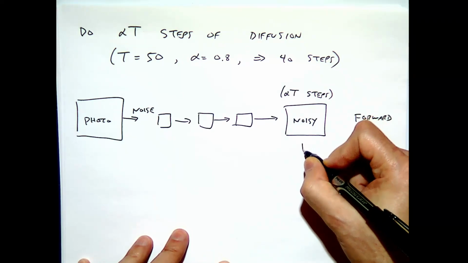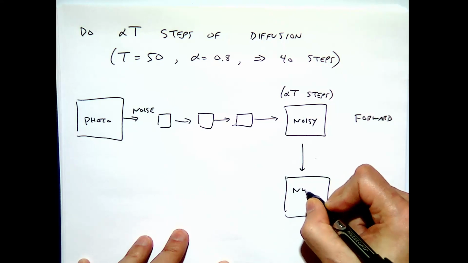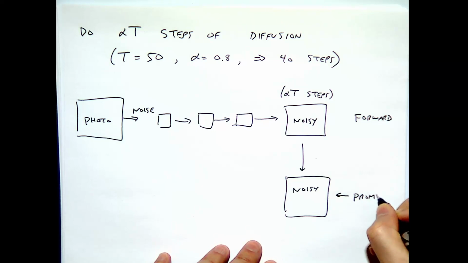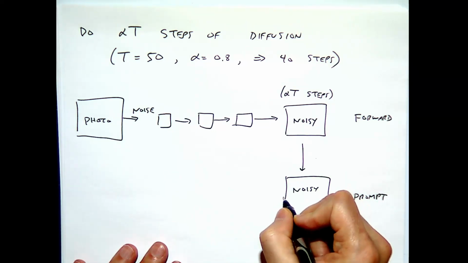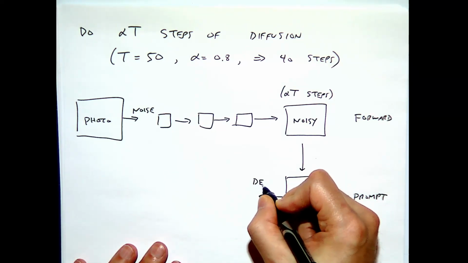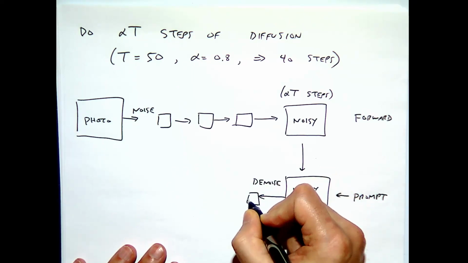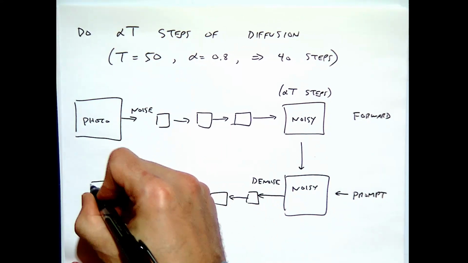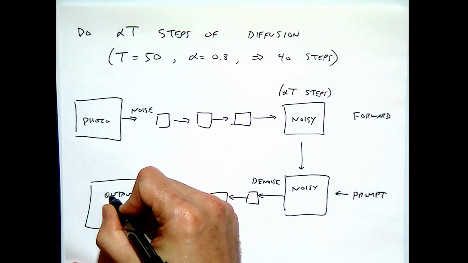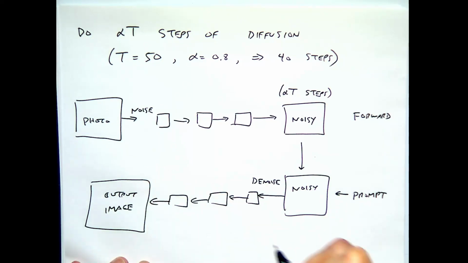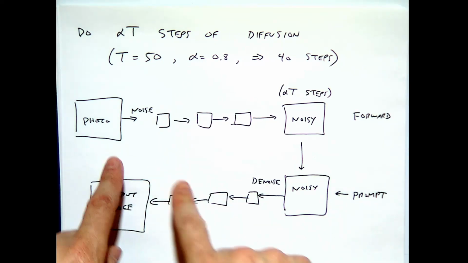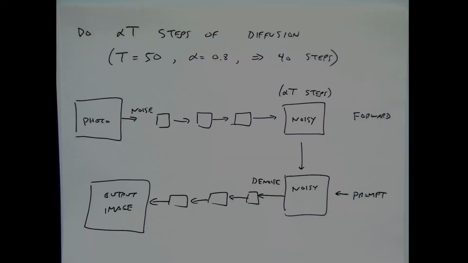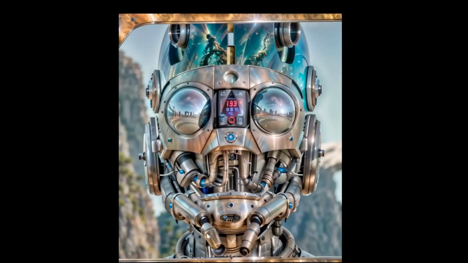Now I take this noisy image, and then I include my prompt. And now I'm going to denoise with reverse diffusion until I get back my output. So the idea is that even buried in noise here, the original image kind of lives on in some sense. And it's actually probably easier to show you an illustration of this.